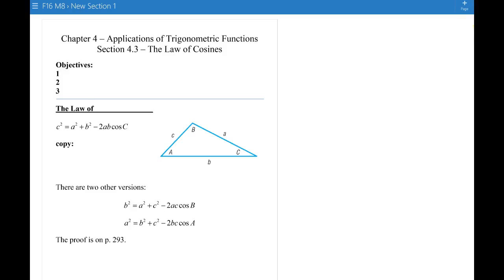So we're still in Chapter 4, Applications of Trigonometric Functions, and this section is the law of cosines. We already talked a little bit today about when we're going to use the law of cosines. We're going to use it to solve SAS triangles and to solve SSS triangles. And then we're going to solve applied problems, everybody's favorite.